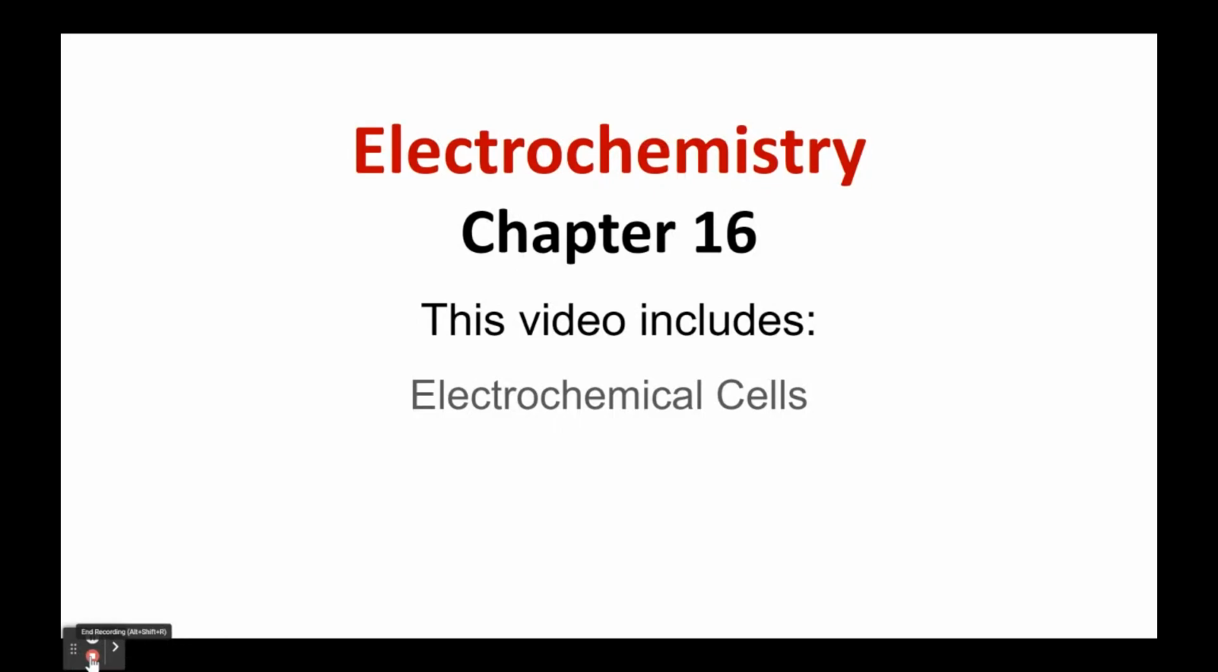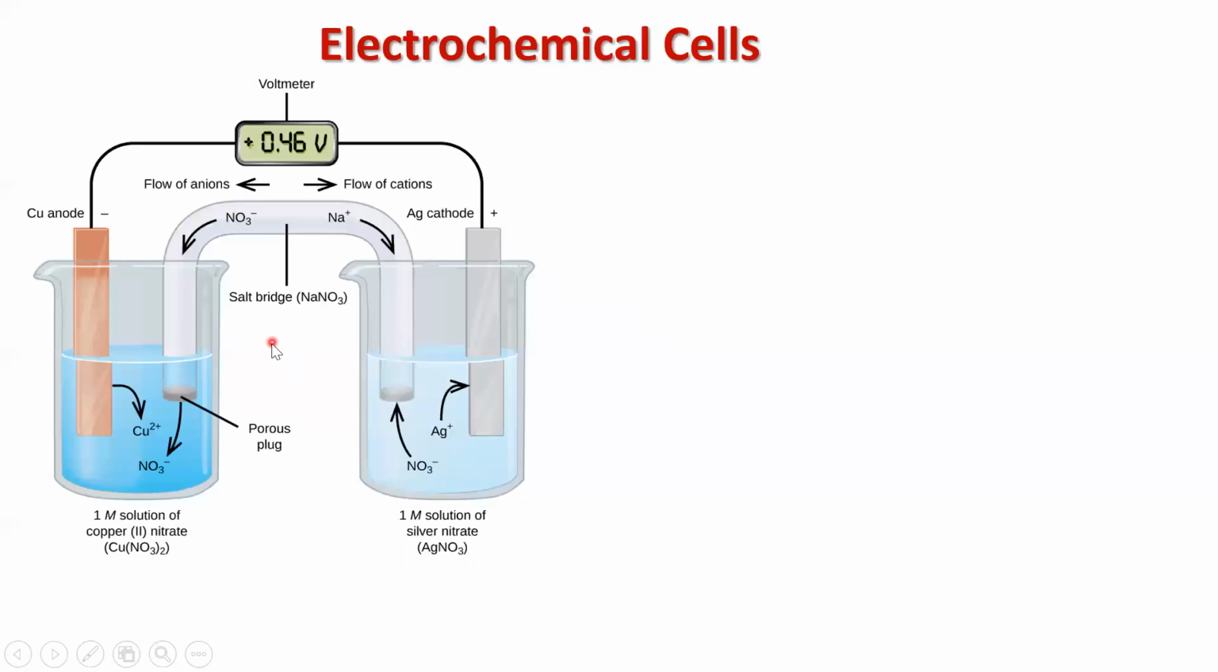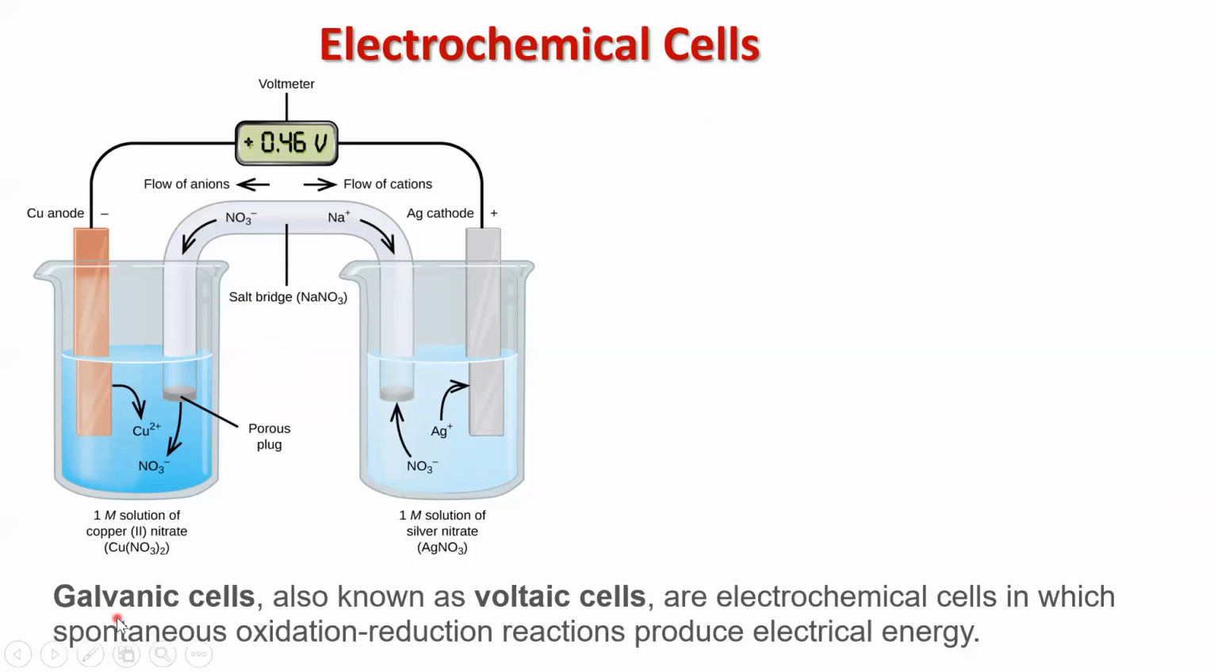Hello, this video includes information on electrochemical cells. So we're going to look at a simple electrochemical cell. Sometimes it's called a galvanic cell or a voltaic cell. And it's just an electrochemical cell that's a spontaneous redox reaction that produces an electric current.